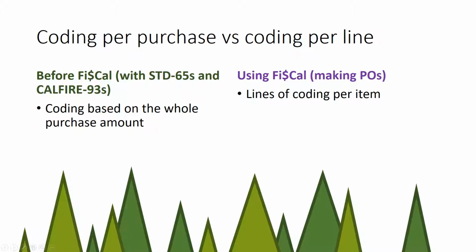There is a major change with coding in Fiscal, even ignoring all the changes in the codes themselves. In the past, we would make a purchase, and it didn't matter how many items there were. We made coding for the whole purchase at the bottom of the 65 or 93 based on the total dollar amount of the purchase. With Fiscal, the coding now is applied in a line-by-line manner. Each line item has its own coding. Managing this change is one of the major challenges of coding in Fiscal.